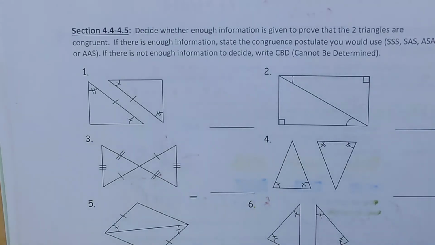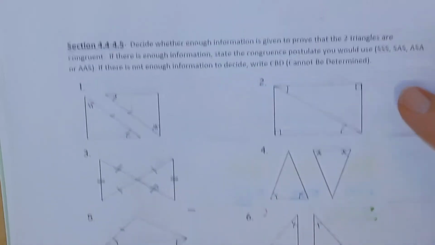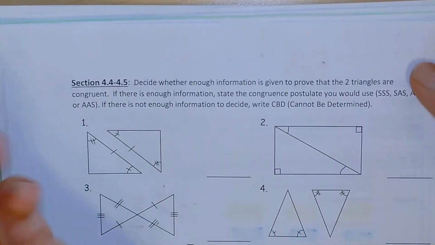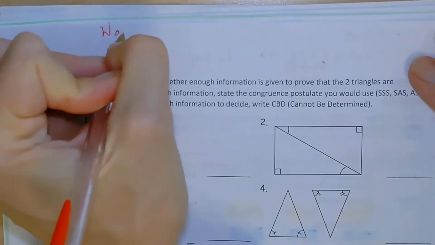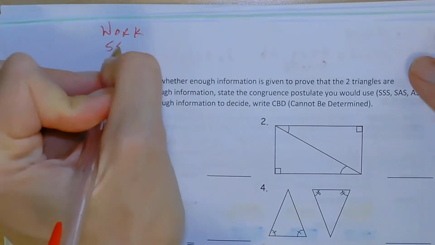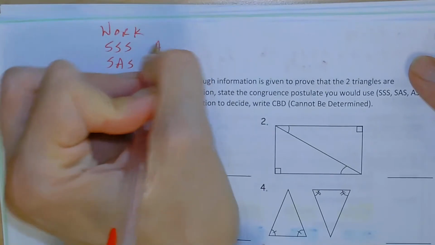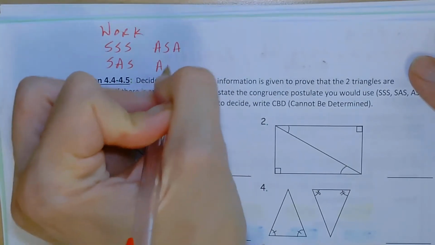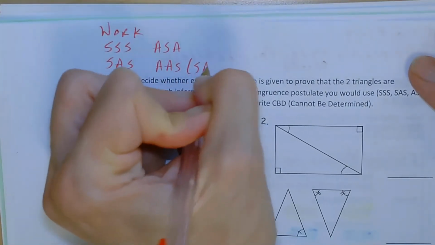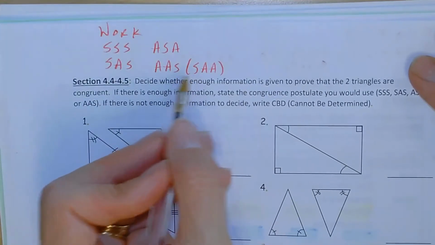And we're going to decide if they're twins by saying yes or no and using the shortcuts. So let's list the shortcuts again at the top here so we have them. So the ones that work are SSS, SAS, ASA, AAS, which is the same as SAA. So it doesn't matter which order you write those in.